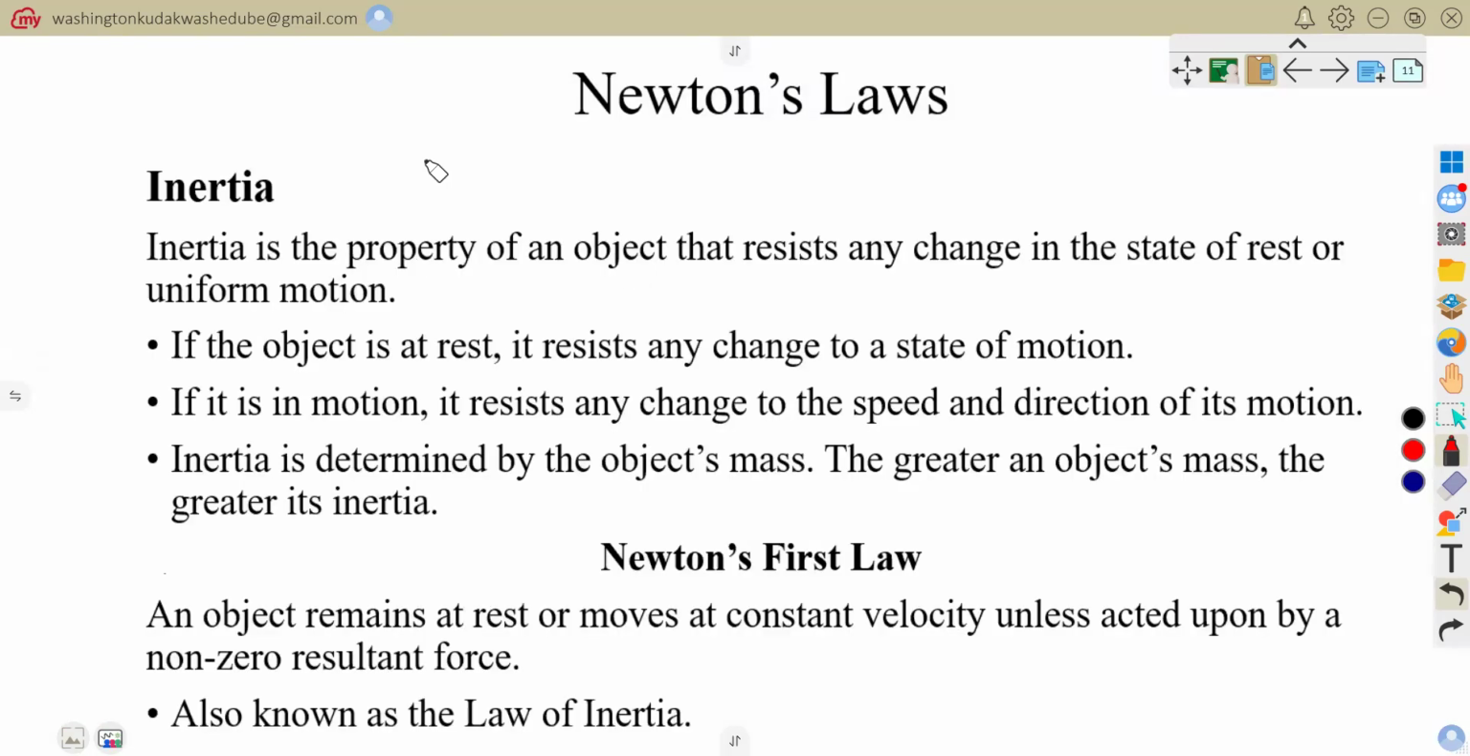Before we start looking into Newton's first law, we need to define and explain a property that governs a lot and where Newton's first law was derived from. We have something that we call inertia. Before I define this, remember that, let's say for example, you are in a moving car.